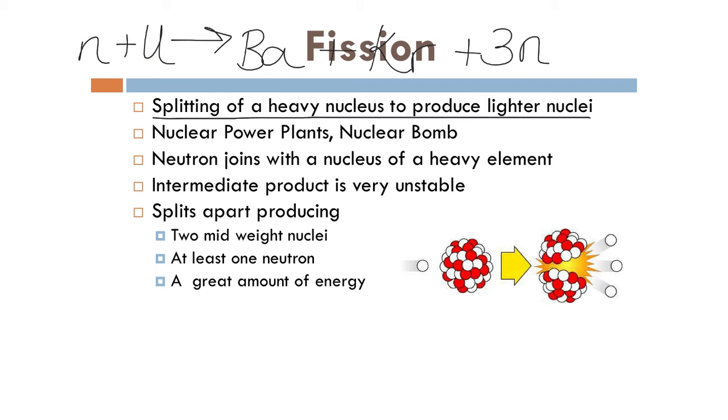So in fission, we have a heavy atom, such as uranium. Actually, the only other thing other than uranium that's able to undergo fission is plutonium.